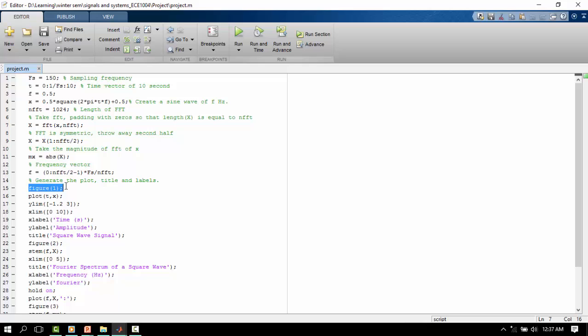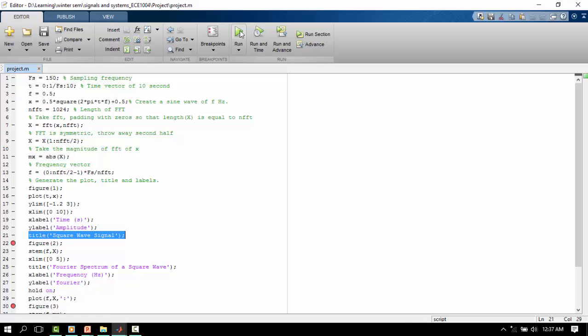The figure function is used to open a new window to plot a graph. Plotting is done using the plot function, where t is the horizontal axis and x, the function of t, is the vertical axis. ylim and xlim provide the boundary positions, that is -1.2 to 3 for the vertical and 0 to 10 for the horizontal axis. xlabel and ylabel put the axis names, and title, as the name suggests, allocates the title to figure 1.